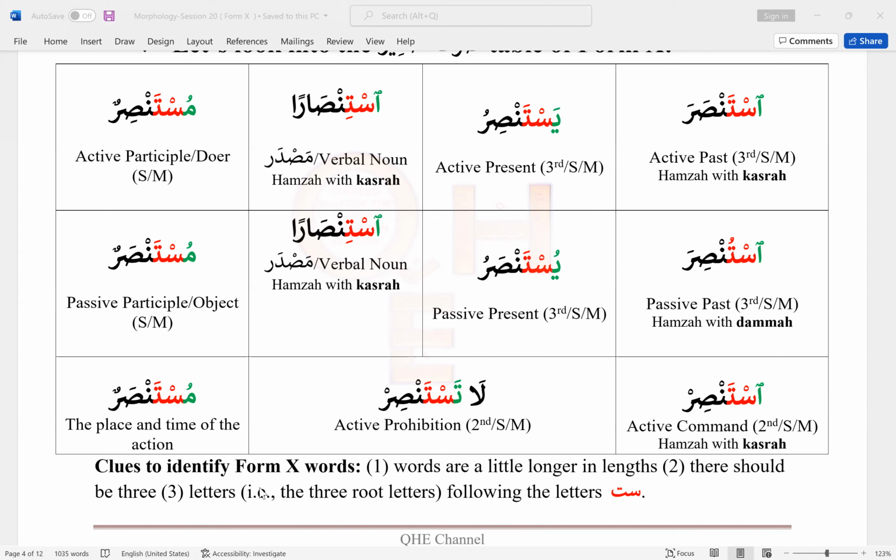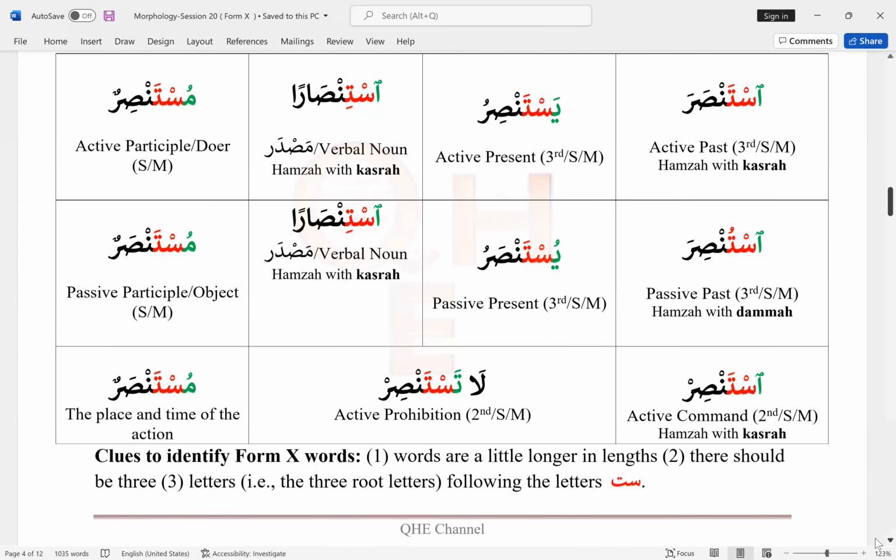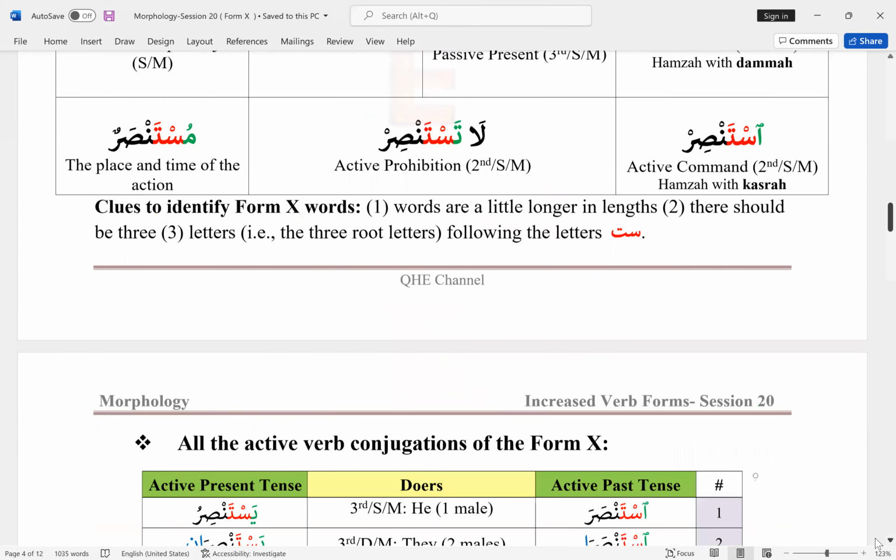Now we have some information about some general clues how to identify form 10 words. They're usually a little longer, and we will see sin and ta consecutively, and right after the sin and ta we'll always see 3 letters, and these are the root letters. So these are some general clues to identify verb form 10. Okay, now let's go over all the conjugations.